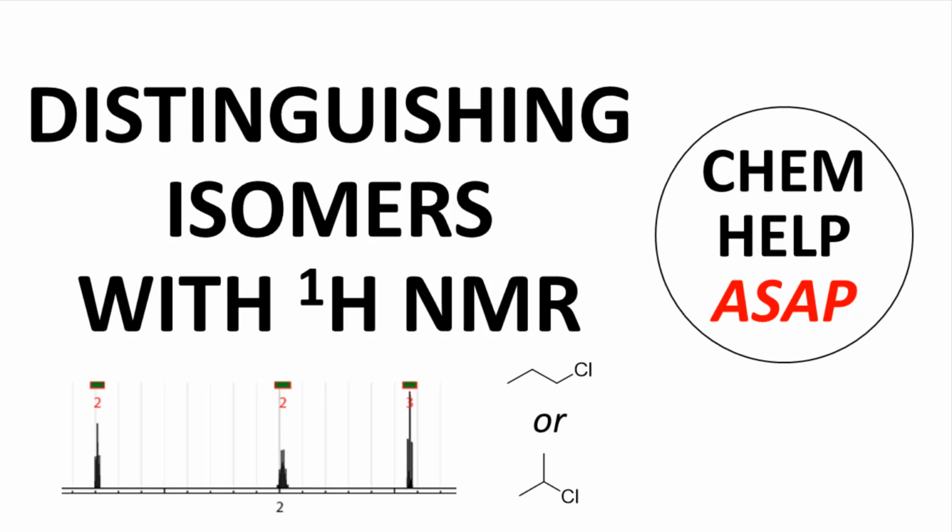This video provides practice problems on distinguishing one structural isomer from another based on a proton NMR spectrum. We will emphasize four features of the spectrum: the number of signals, chemical shift, multiplicity, and integration.